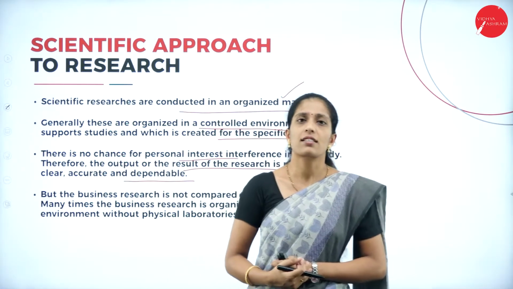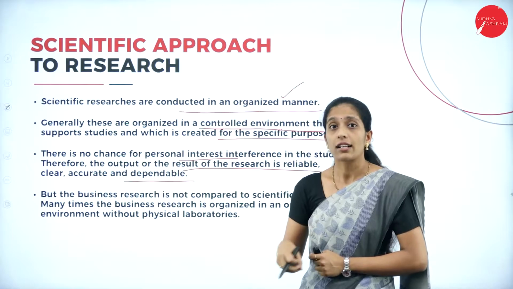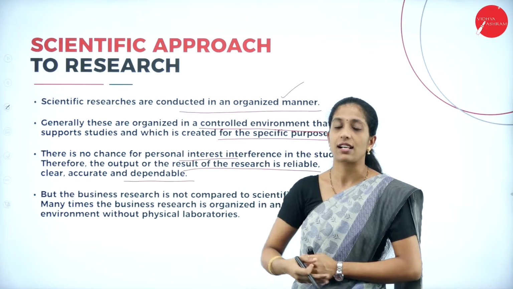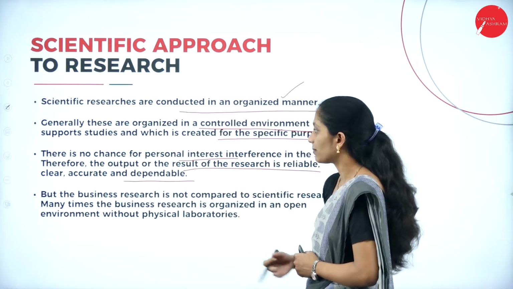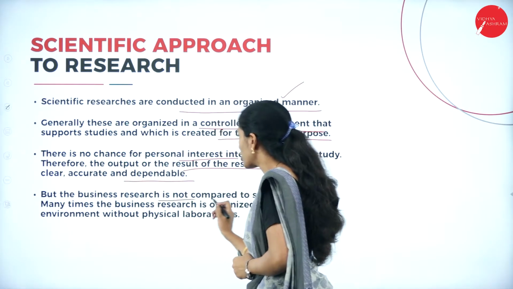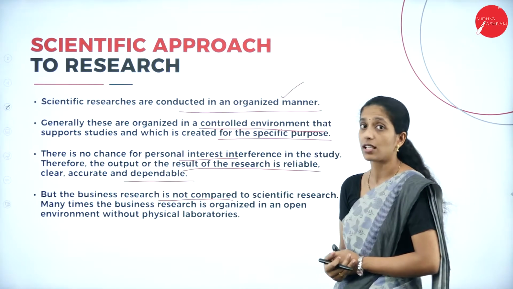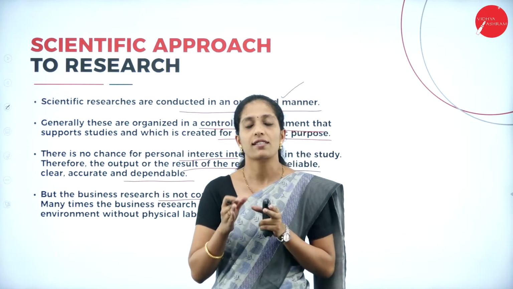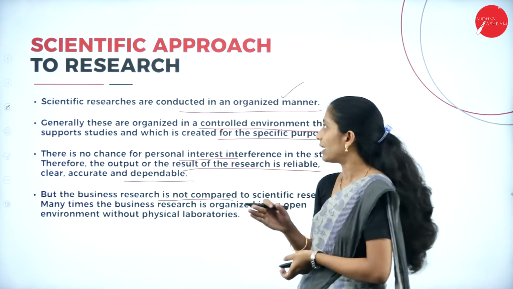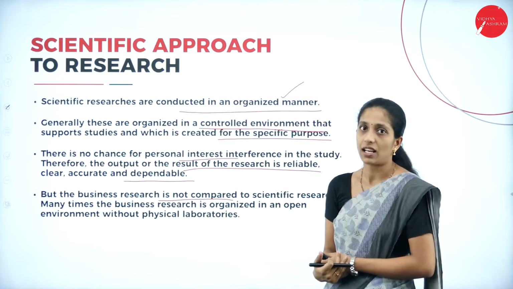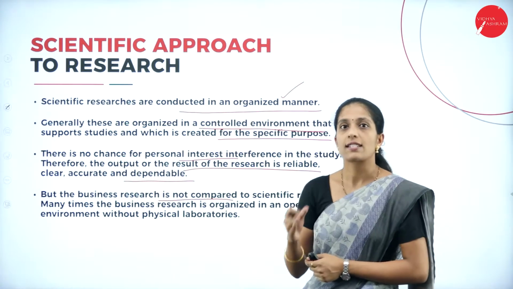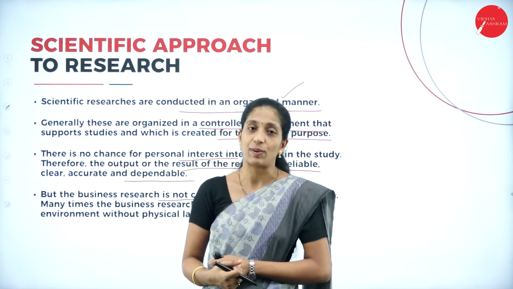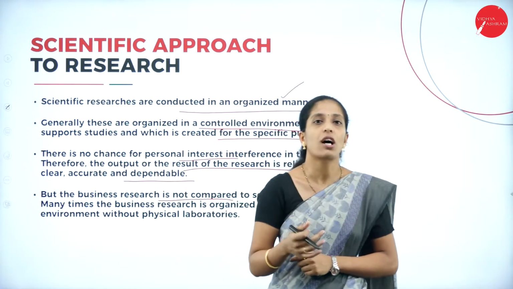Because under scientific research, the research is conducted in a controlled manner, as there are not many fluctuations, unlike business research. We cannot compare business research to scientific research, because scientific research is conducted in an exact as well as organized manner. But in business research, the research cannot be organized, because there are a number of external factors as well as internal factors which keep on changing.